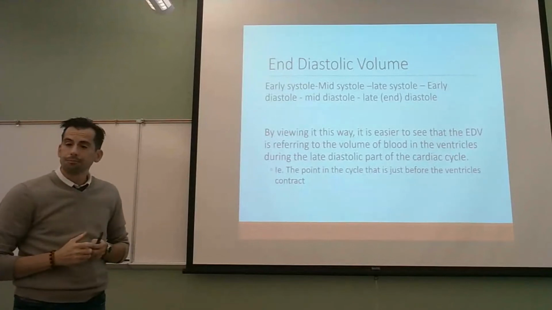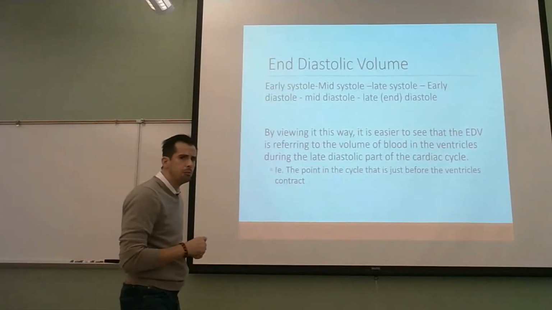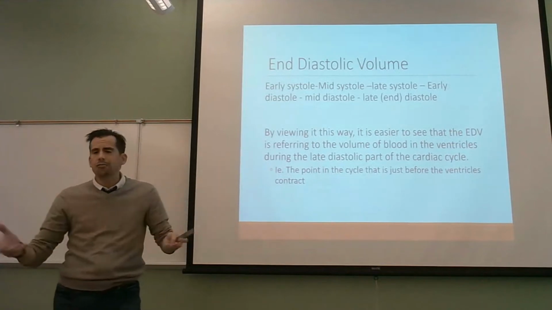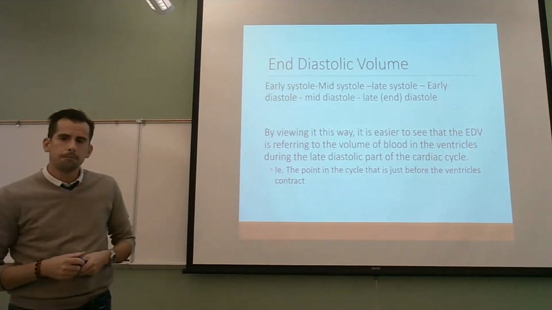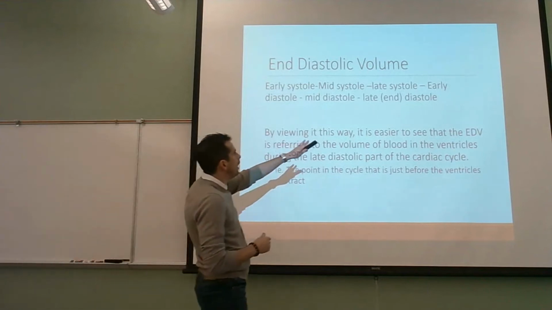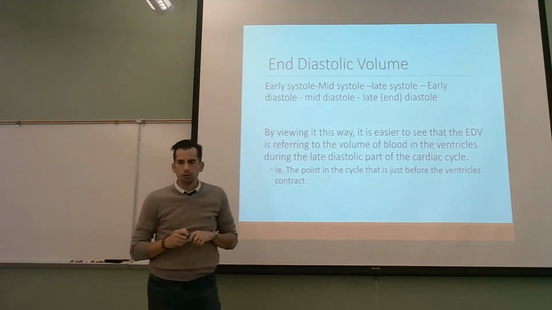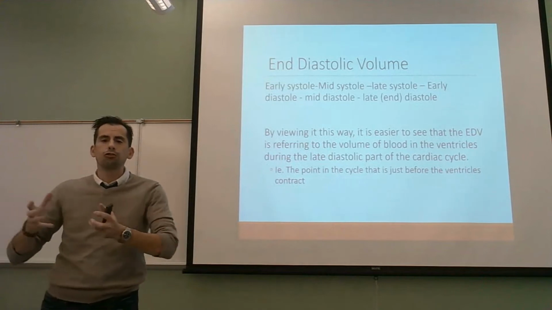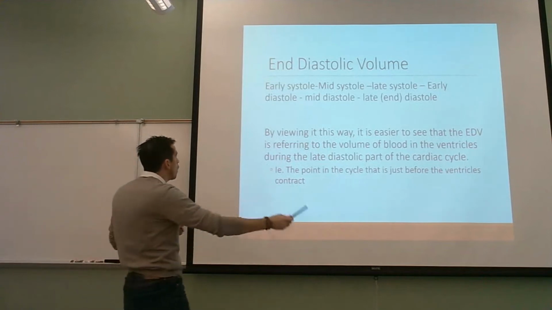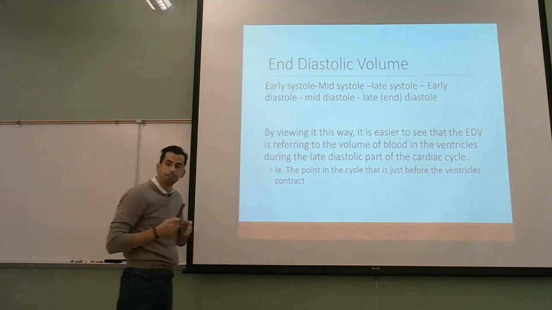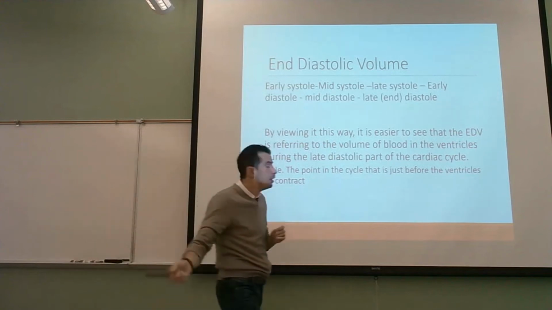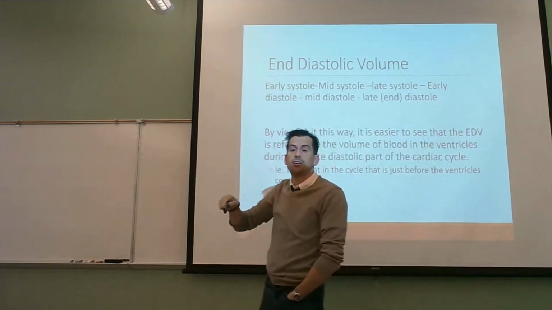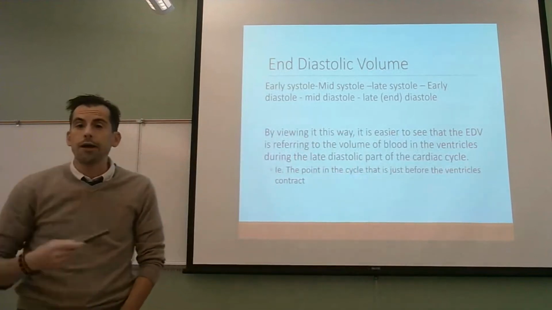They've started to relax. No blood has even really started to enter them yet. The mid-diastolic phase, now they're half filled or mostly filled with blood. Now you've got that late or end diastolic phase, the period of time just before the ventricles contract and move right back into a systolic phase again. The amount of blood in the ventricles at that time helps dictate the contractile strength.